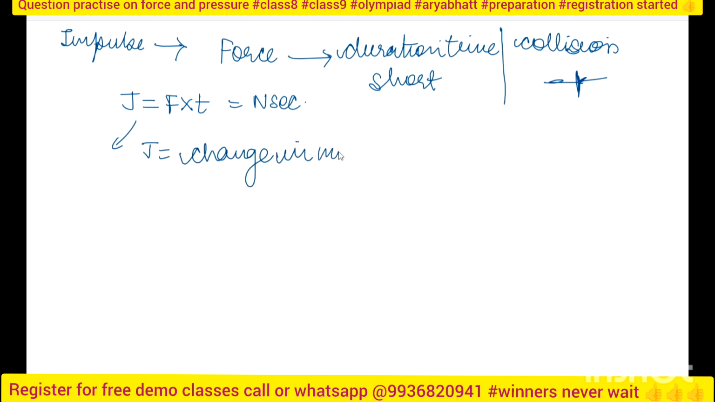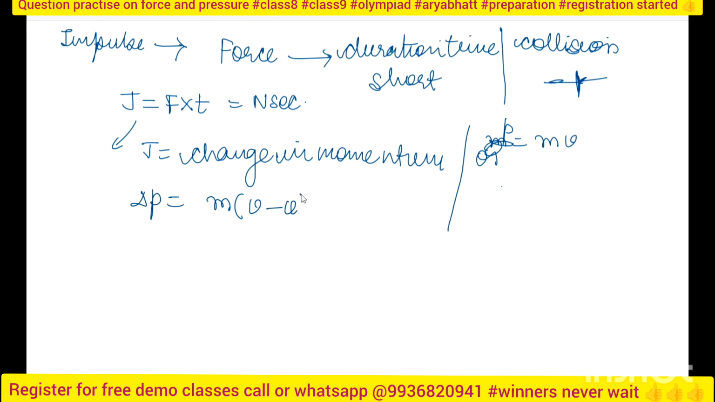Change in momentum. Momentum is about studying the motion of any body. So momentum is equal to what? Mass into velocity, right? Momentum P is mass into velocity. So I can write delta P is equal to mass times final velocity minus initial velocity, or I can write this directly as J.